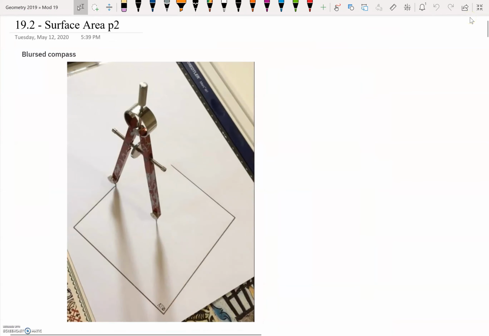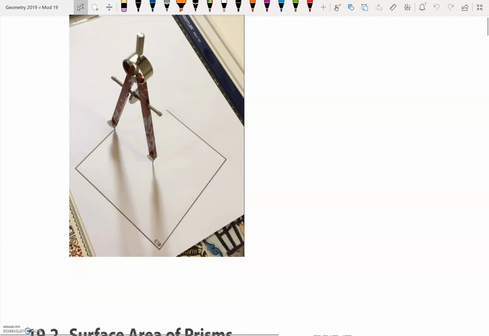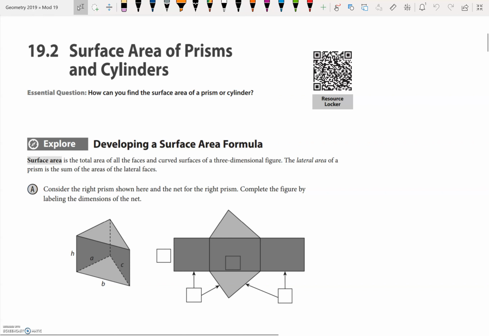Okay, in 19.2, we are actually going to be calculating the surface area of shapes instead of just talking about what they're made out of. In middle school, you learned about the nets, but we are actually going to represent a formula that's going to represent the surface area. However, you can go back to thinking about what the net is because the formulas that we're going to come up with today are actually from the net.